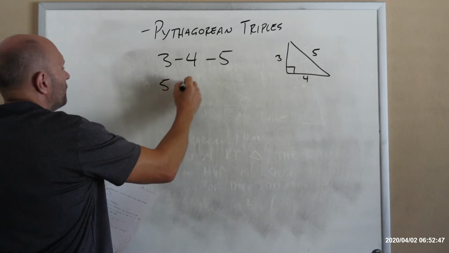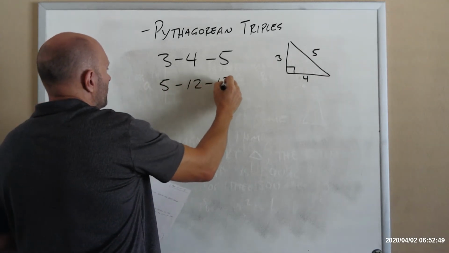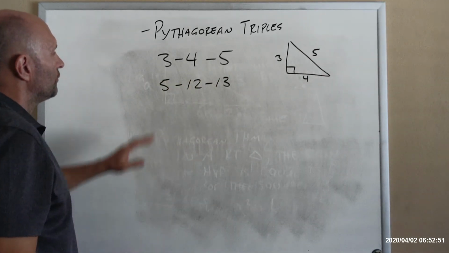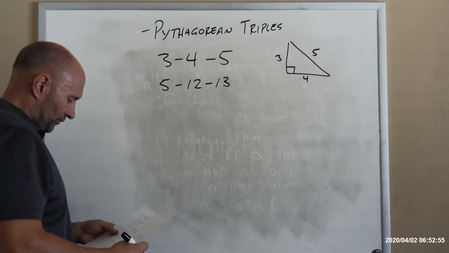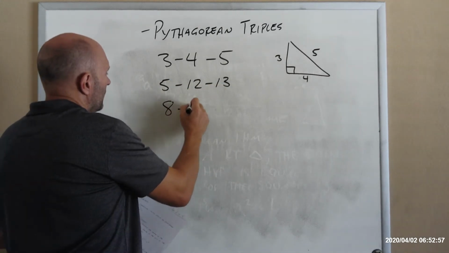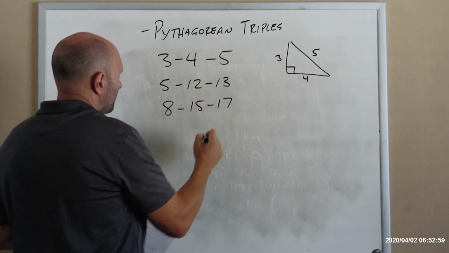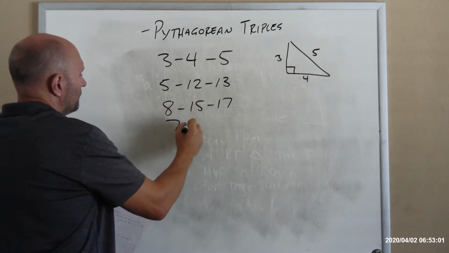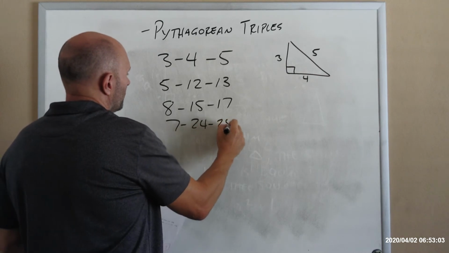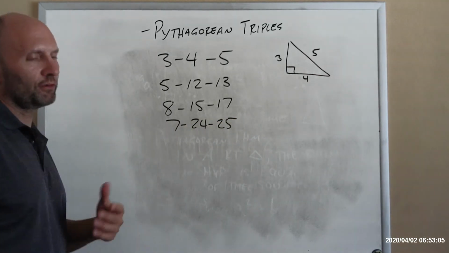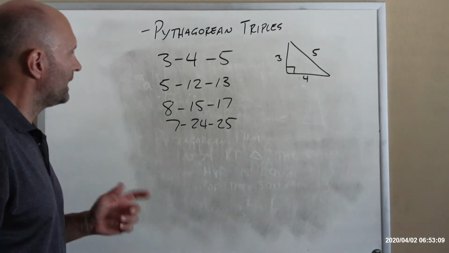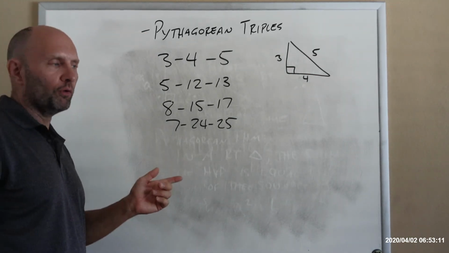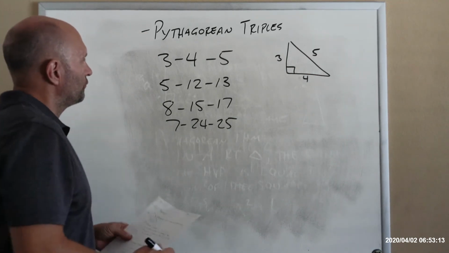We also have 5, 12, 13. So if one leg is 5, the other leg is 12, the hypotenuse is 13. 8, 15, 17, and 7, 24, 25. So these are a nice set of 4 where this is true. Now, any multiples of these are also true.